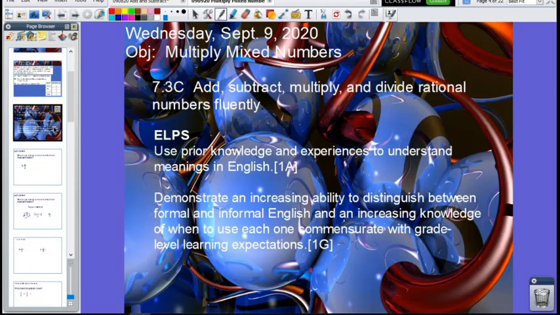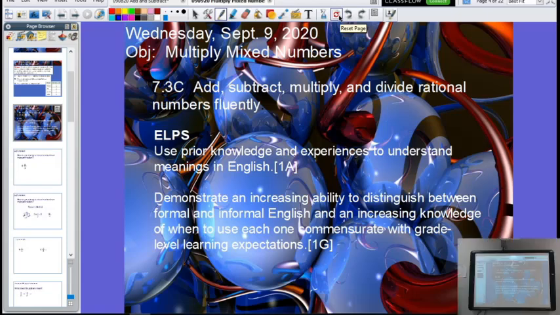So why are we still doing this kind of stuff? Again, it says we have to add, subtract, multiply, and divide rational numbers fluently. We have to make sure that we understand how to deal with rational numbers and fluency of doing those. That means that you've got to be really, really good at it. Today we have a pre-lesson. Let me turn my little webcam back on so you can see me here.